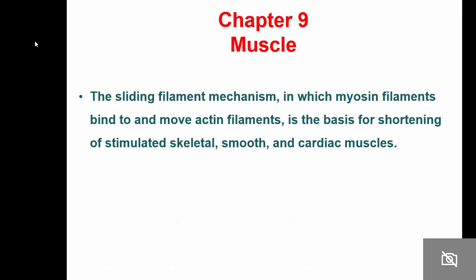So the first and most important thing is something called the sliding filament theory. There are two major proteins that make up the sarcomere. The sarcomere is the major functional unit. I like to call them functional units. It's the smallest functional unit of muscle.